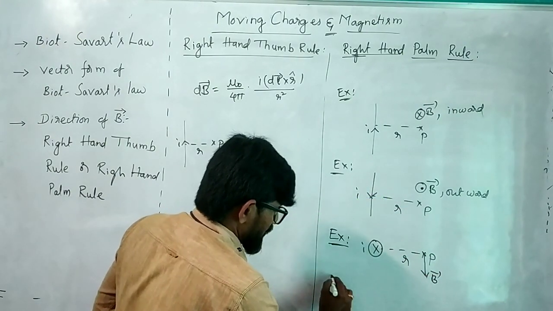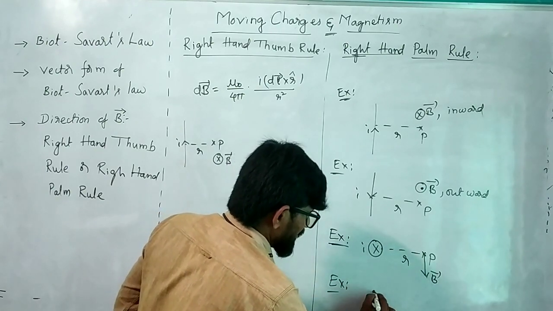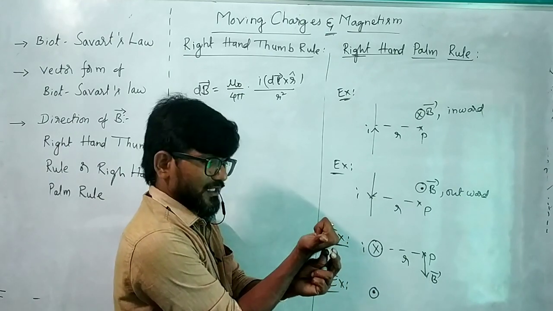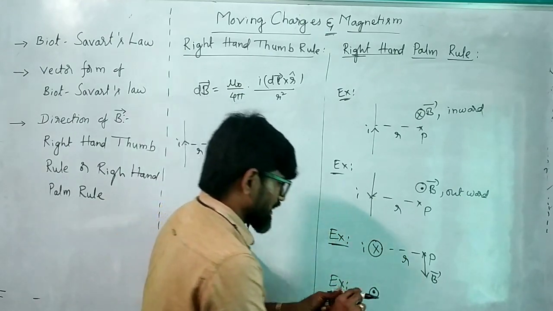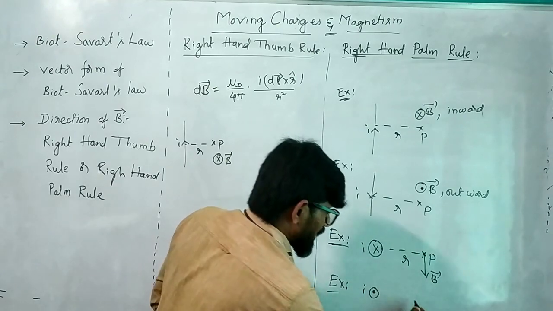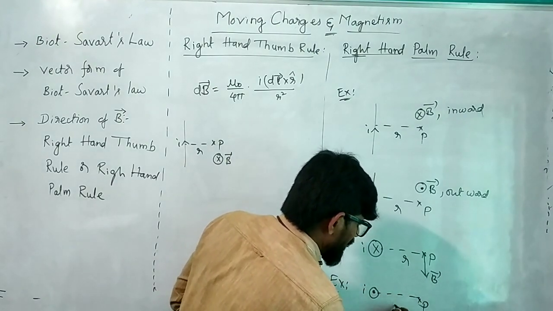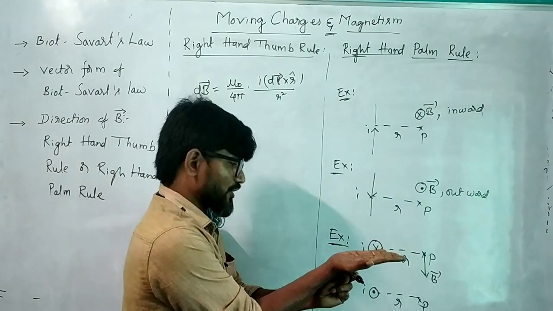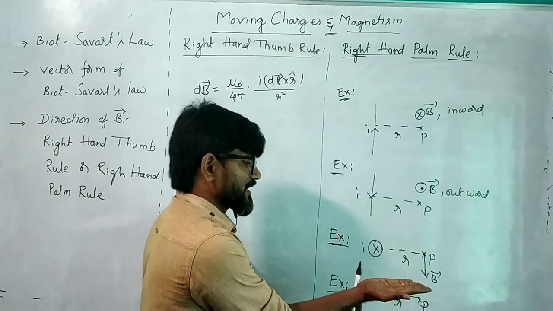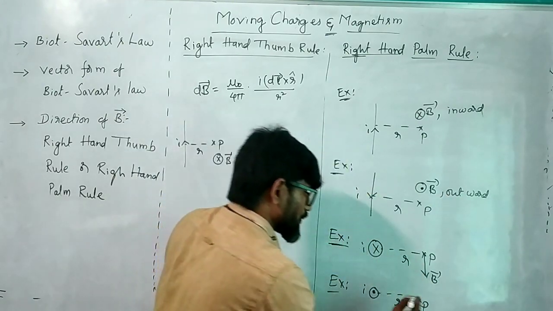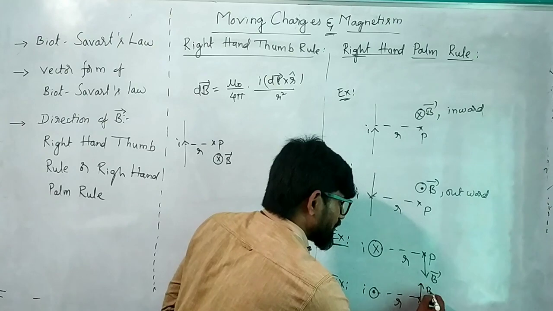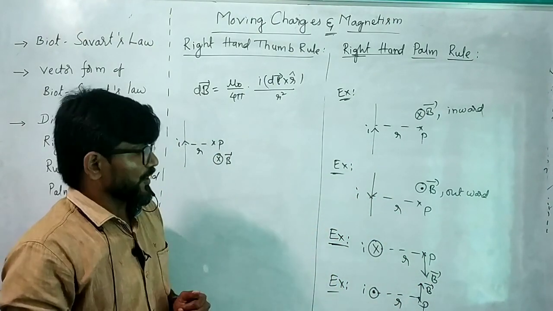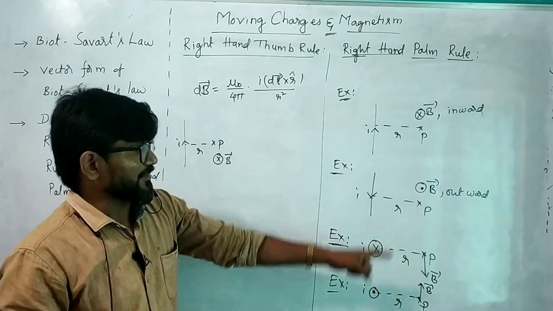Another example: if you have a conductor in which the current is flowing out of the plane, stretch the thumb in the direction of current, and at this point P, at a distance R, stretch the fingers onto the point, just stretch, no curling. Then the direction of the palm gives the direction of magnetic field. The palm is upward, so here the field direction is upward. Did you understand? By using these examples, you can do the problems, and while doing them you can make use of these points.